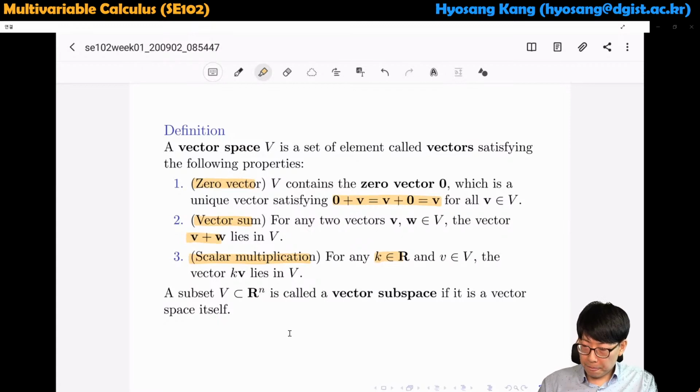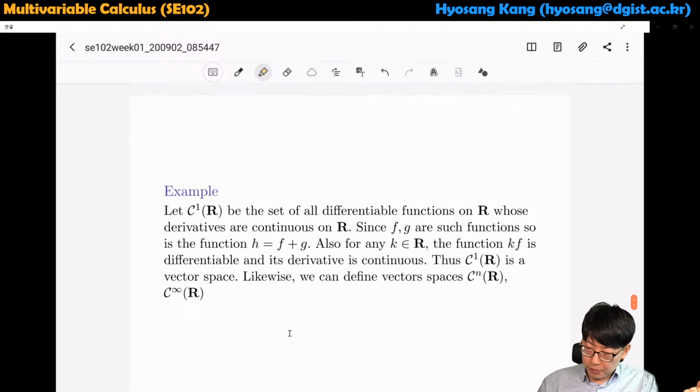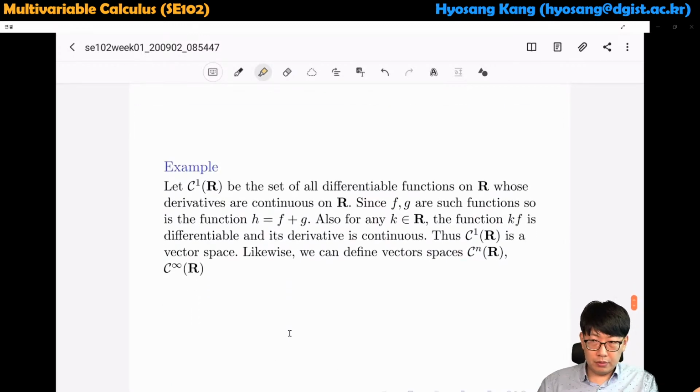For example, an obvious example is a matrix, but a less obvious example is a set of functions. Let's say we have the set of all differentiable functions defined on the real numbers, so a single variable function. Differentiable means that you can take the derivative of the function at any point, and the derivatives are also continuous.